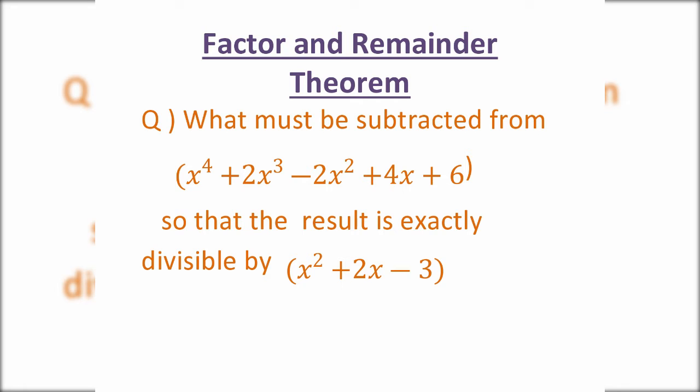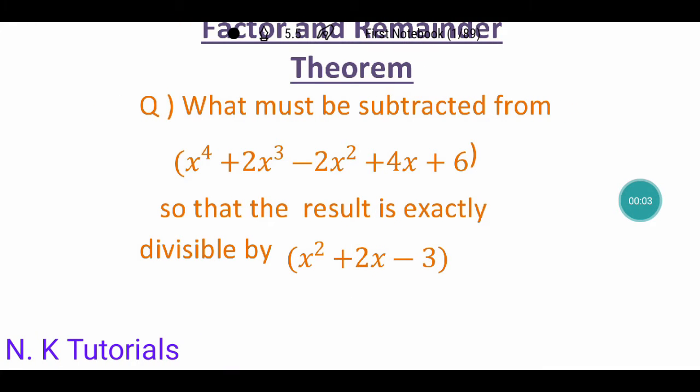Today's question is, what must be subtracted from x to the power 4 plus 2x cube minus 2x square plus 4x plus 6 so that the result is exactly divisible by x square plus 2x minus 3. Let us see the main part of the question.